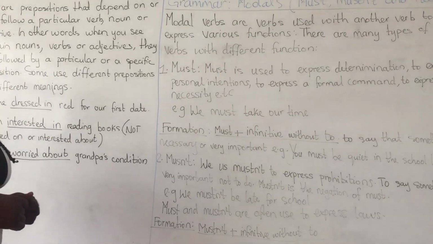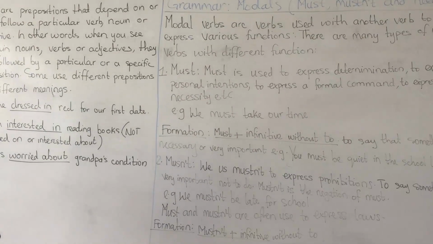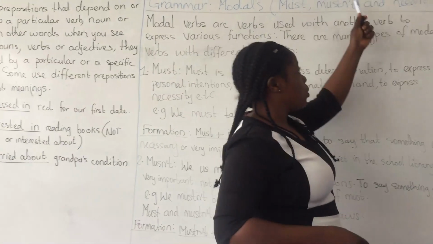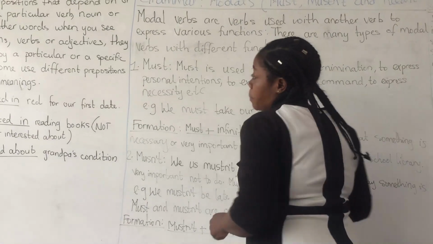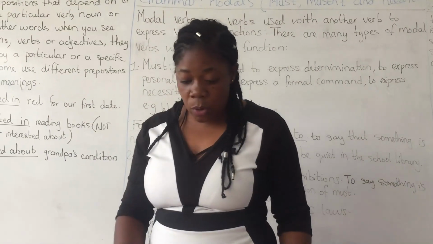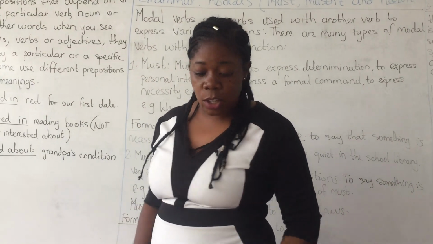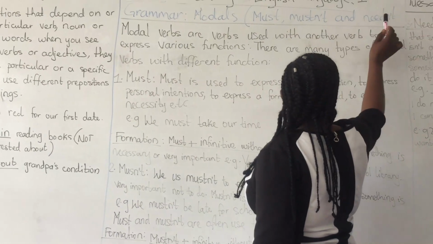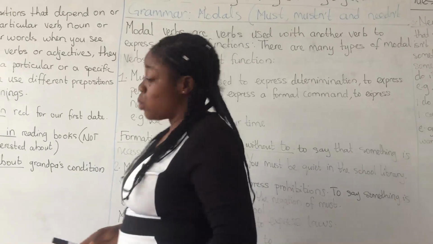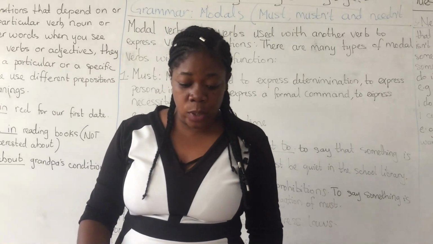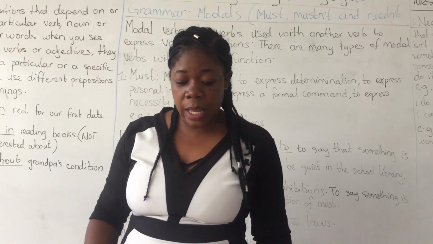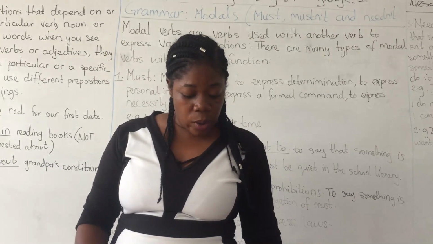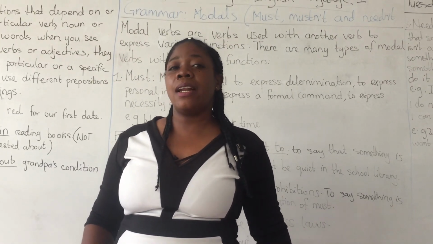Today is Tuesday, the 20th of April 2021, and we are having English Language 3, Junior Secondary 1. Today we'll be looking at the use of must, mustn't, and needn't. So that's the subheading for today, and the topic for today is grammar. But before we go to that, I would like us to look at our last class.